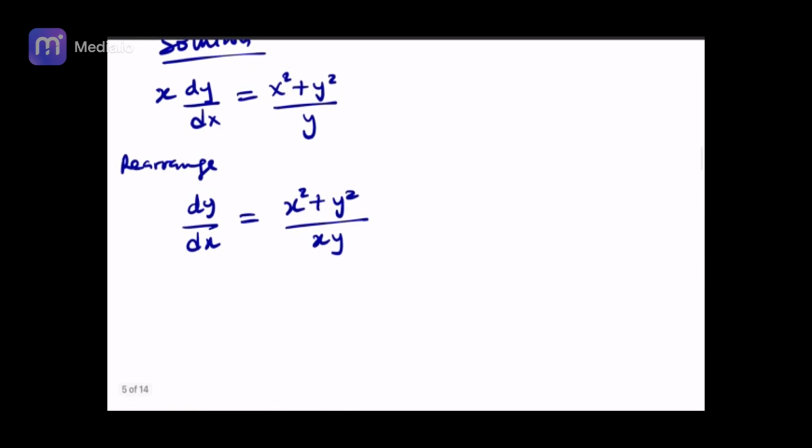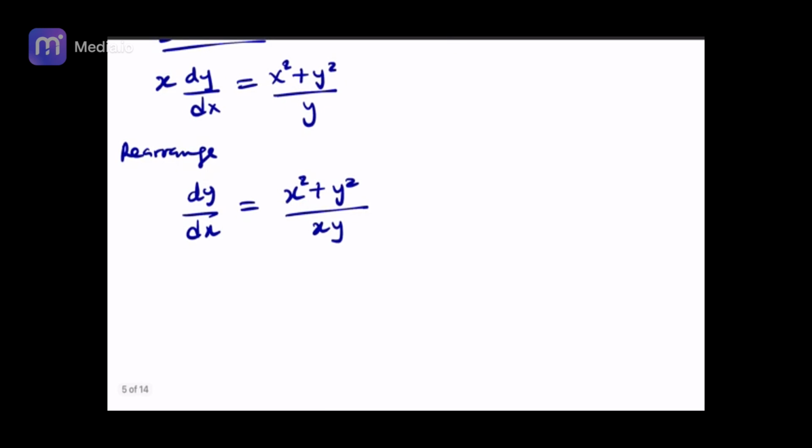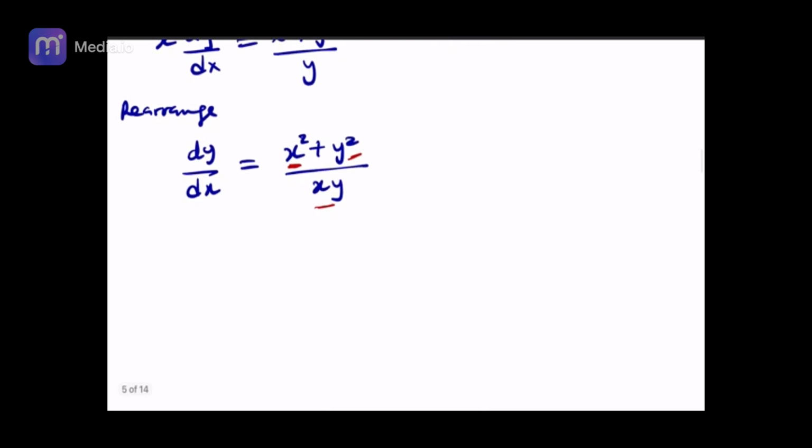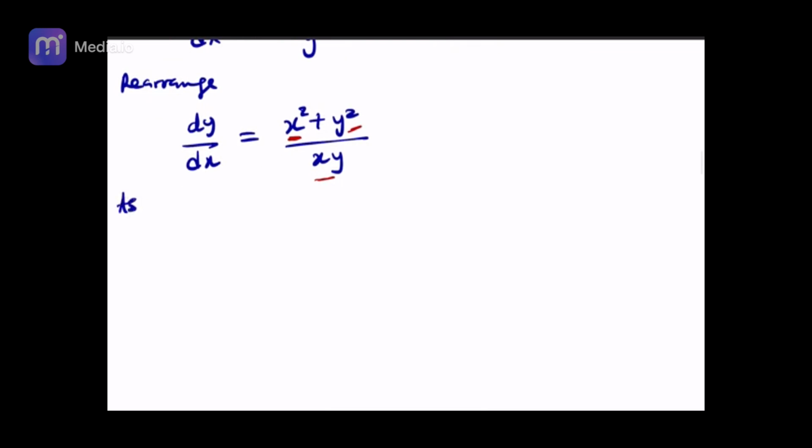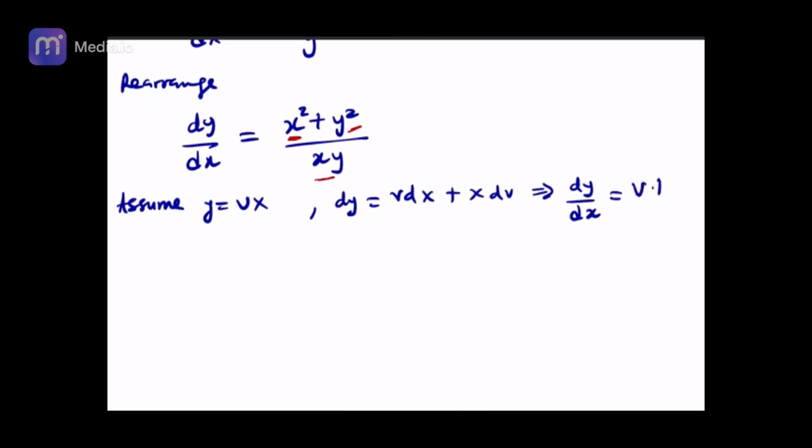So this is homogeneous in x and y because, as we can see, on the right hand side, this is degree 2, this is degree 2, and this is degree 2. So the combined powers are all in degree 2. So we are good to go. The next thing is to assume that y is equal to vx. So if we do that, we have that dy is equal to v dx plus x dv. From here, we know that dy/dx is equal to v plus x dv/dx.